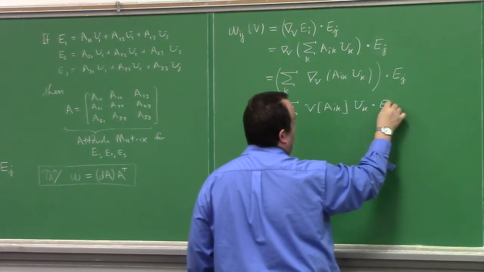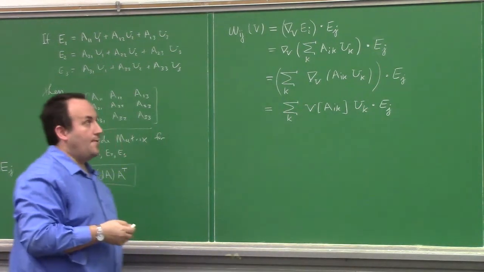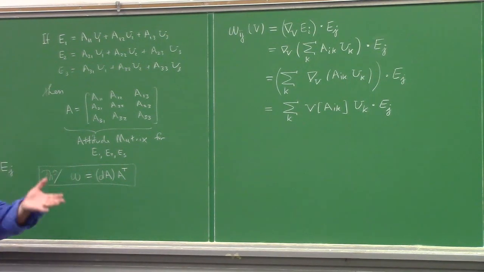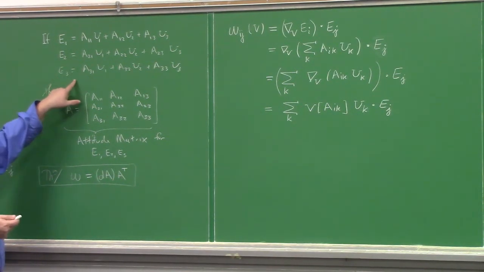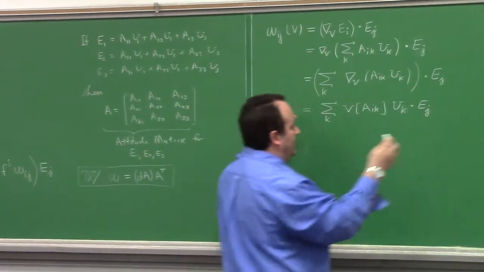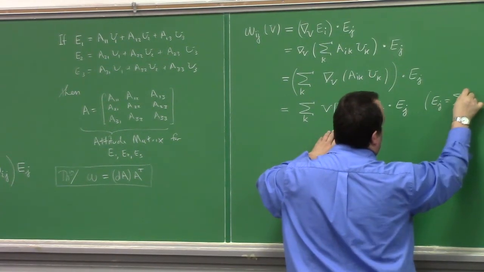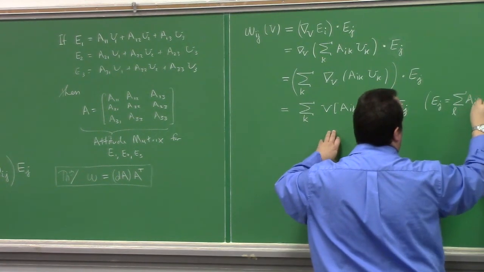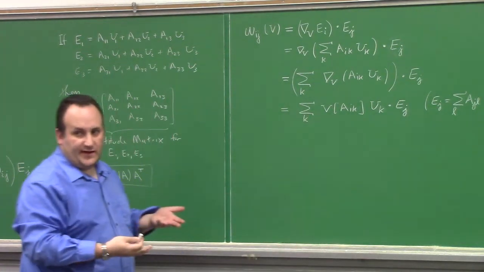But you know what UK dot EJ is? No, it's a Cartesian basis versus the non-Cartesian frame, so it doesn't have to be the Kronecker delta. But see this here? We have, by definition, EJ is the sum over L of A_JL UL. That's the definition of the attitude matrix.